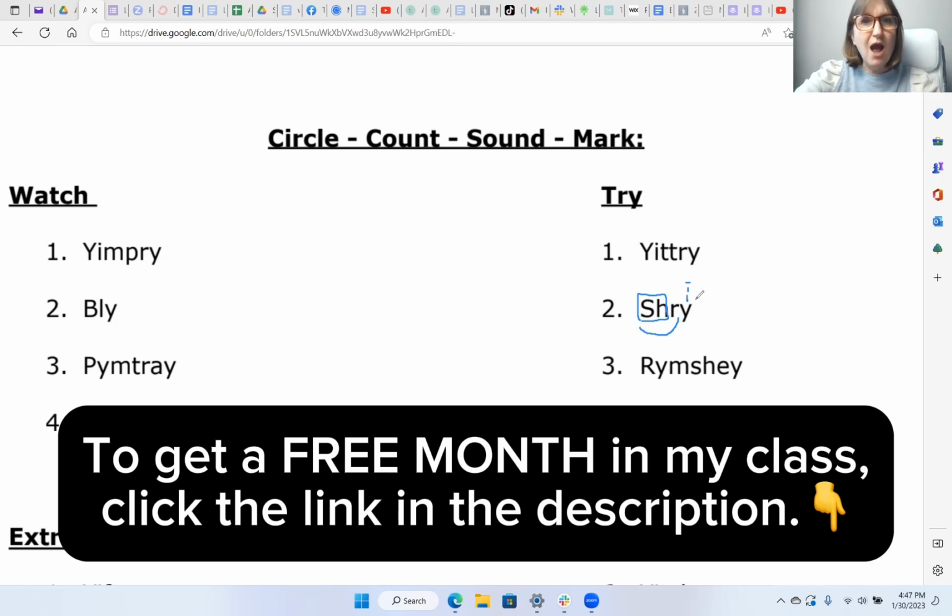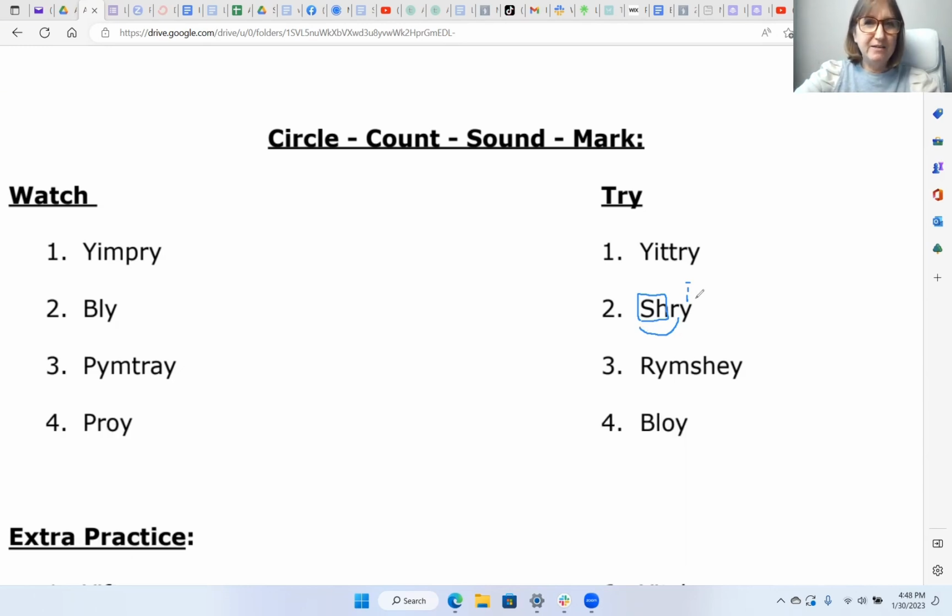So this word is "shry." It's not easy to get that R sound in there. Shry. Kind of push out the R and it will help. Shry.